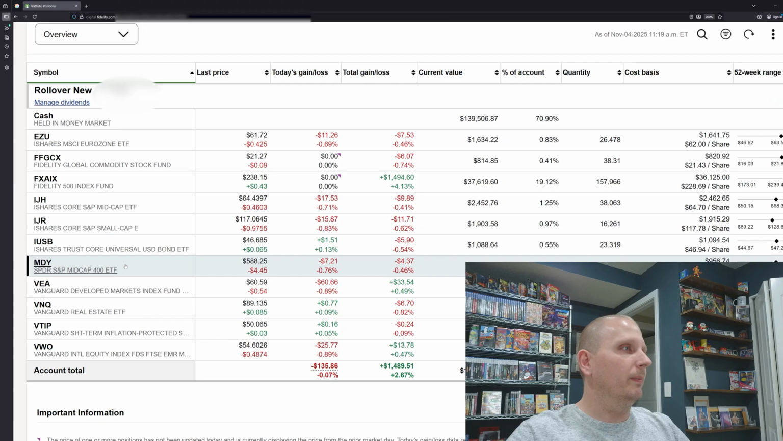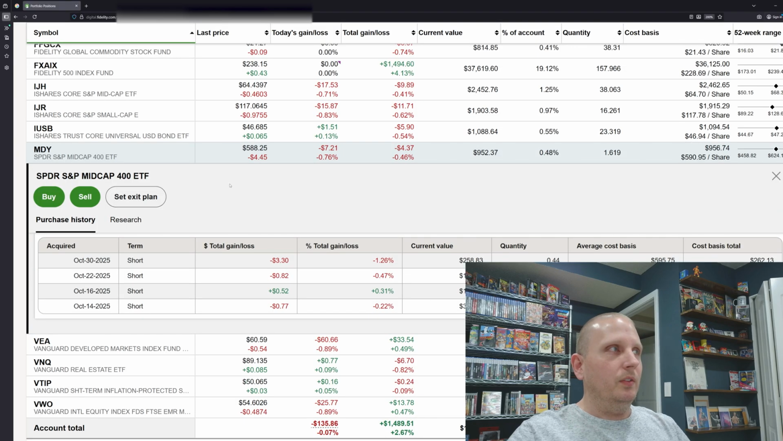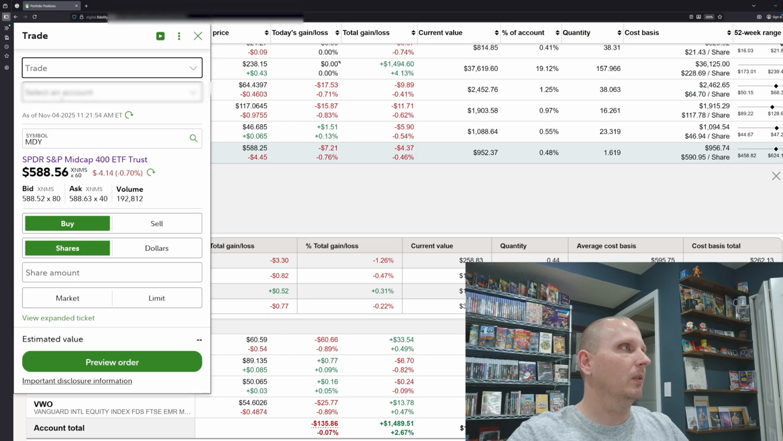The first one that I'm gonna buy today is MDY. This one is a mid-cap ETF, so this is mid-sized companies. An ETF is an exchange traded fund, so this is going to transact immediately. A mutual fund won't transact until after market close later in the day, but an ETF is now. It's instant. So let's buy some of this one.